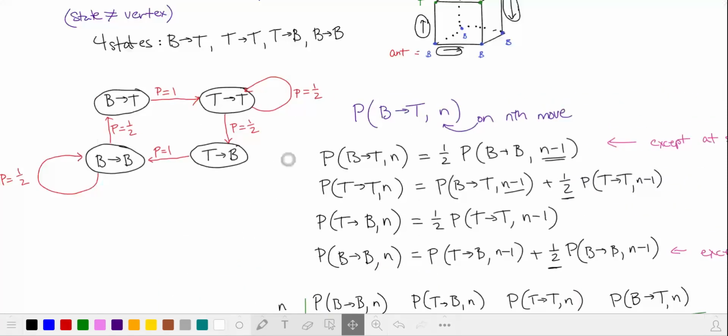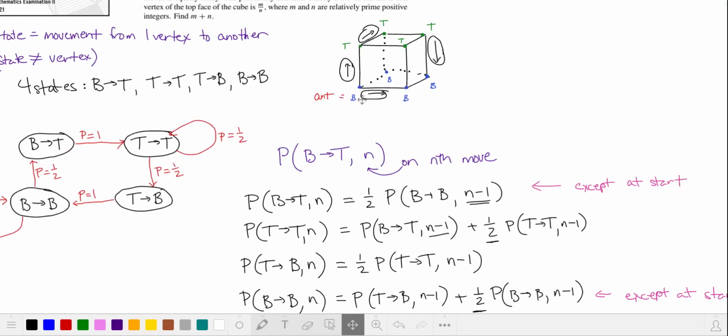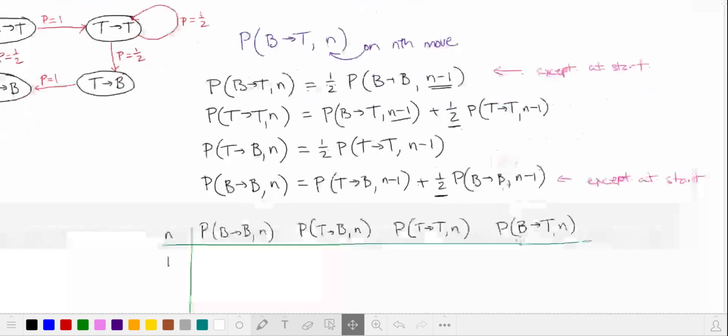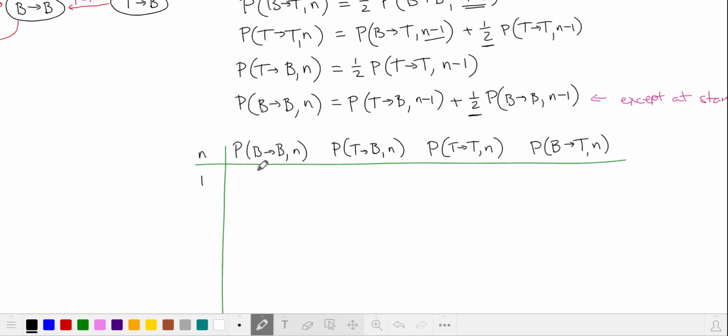Our ant starts at a bottom vertex with no history, so there are 2 ways that the ant can move to another bottom vertex and just 1 way that it can move to a top vertex. So the probability that it moves to a bottom vertex is 2/3, and the probability it moves to a top vertex is 1/3. Our ant is not starting at the top, so these probabilities are 0. To check our calculations, we can find the sum of these 4 probabilities, and if it's equal to 1, then we know we haven't made a mistake.